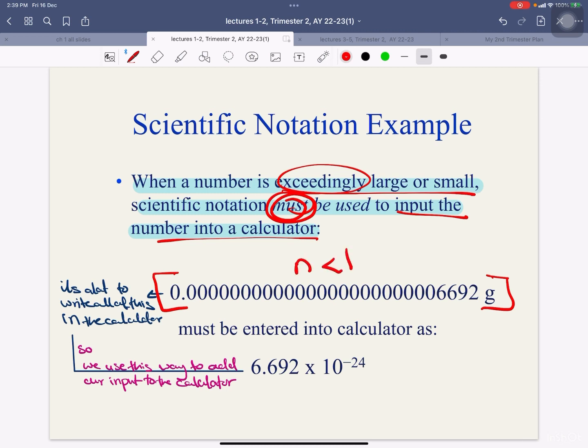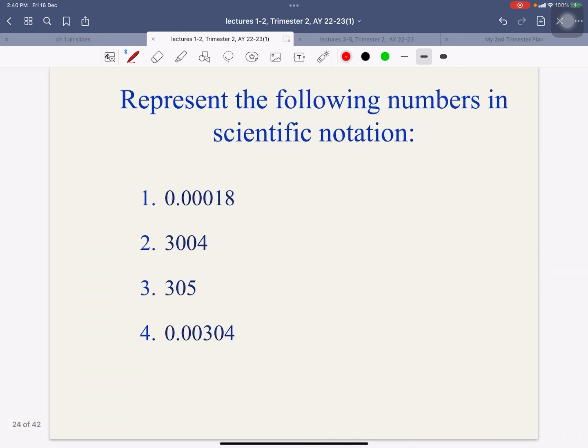So n is less than 1. We said when n is less than 1 the decimal point will go to the left and the power will be negative. So let's go, sorry, the decimal point will go to the right. I'm sorry, the decimal point will go to the right and the power will be negative. So 1, 2, 3, 4, 5, 6, 7, 8, 9, 10. I got lost. Anyway, in the end we'll get negative 24. Okay, so that's why we're gonna put such numbers in the calculator. It's a lot to write, so we're gonna use scientific notation. Number less than 1, decimal point to the right, and the power of 10 is gonna be negative.